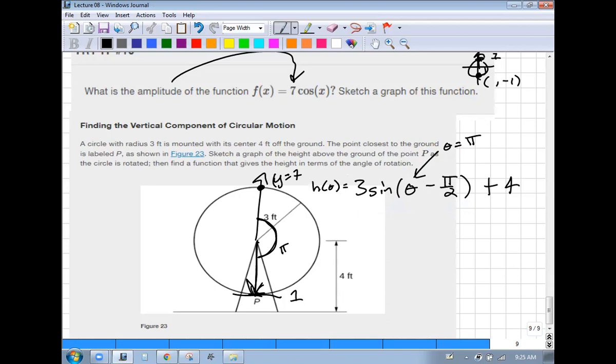It would have been nice if they'd had P over here, the starting point. Then we wouldn't have had to have a shift.